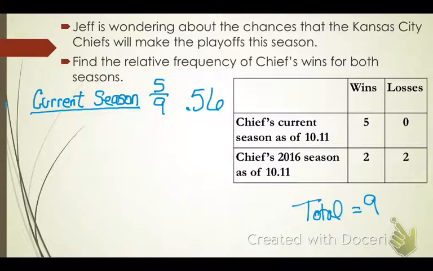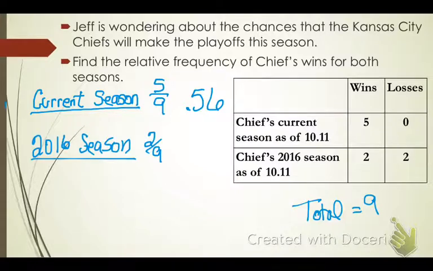And for the current season, I have 5 out of 9, which is 0.56 or 56% probability. And for the 2016 season, I have 2 out of 9, which is 0.22, which is a 22% probability.